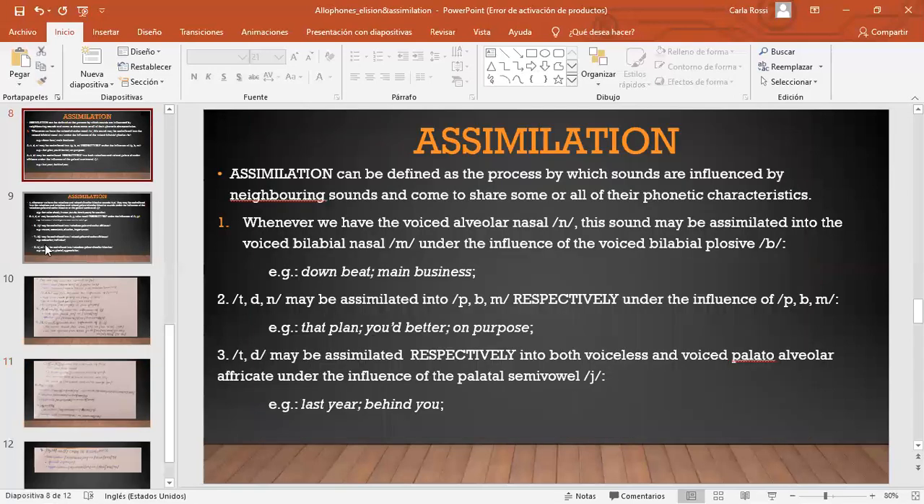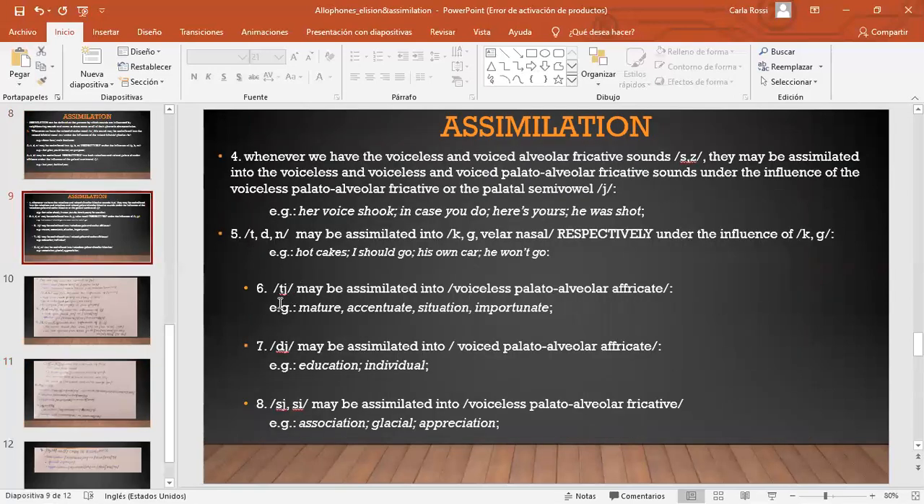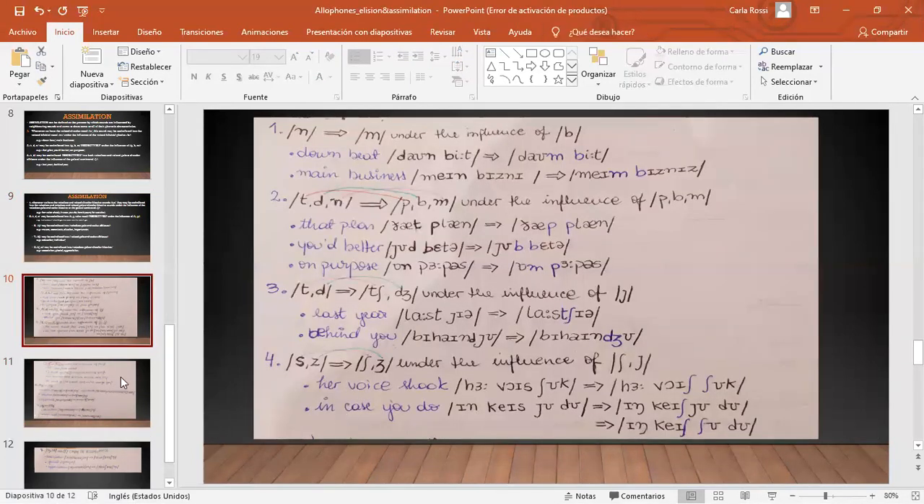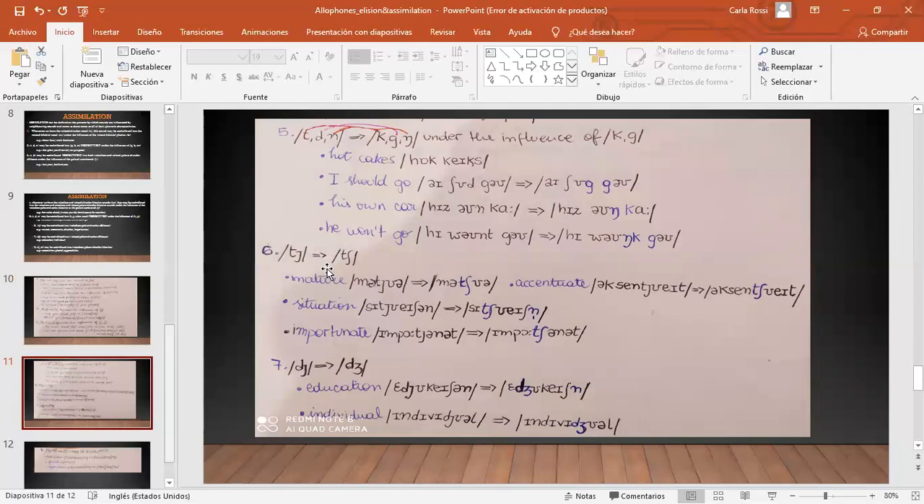With these two, we have the combination of these two sounds, yeah? Voiceless alveolar plosive and the semivowel may be assimilated into the voiceless palatal alveolar affricate. And this is something that should be interpreted as a kind of historical assimilation. Why? Because if you go and look for the transcription of these words in the dictionary, you will find it already assimilated. You won't find it like that. You will already find the transcription as mature. This is how you will find it in dictionaries.